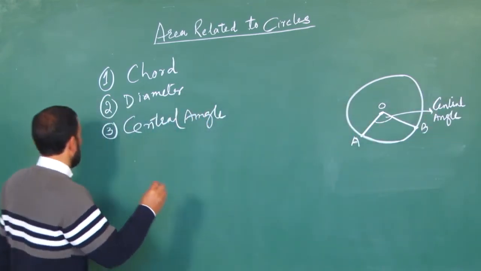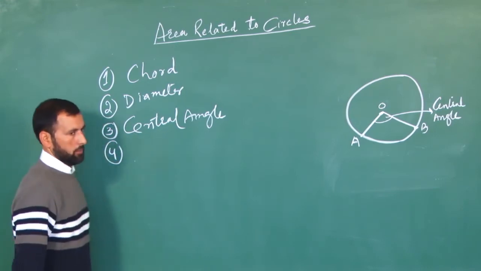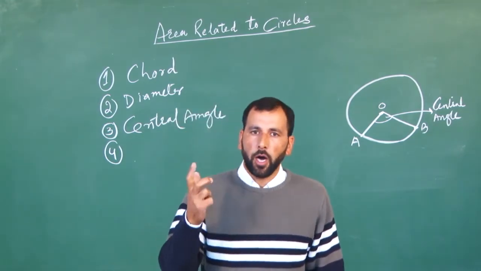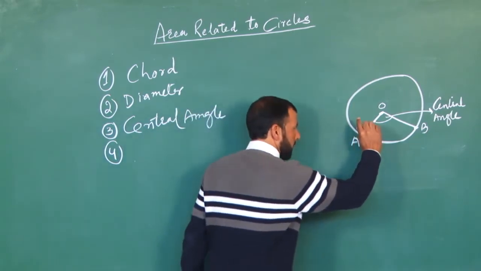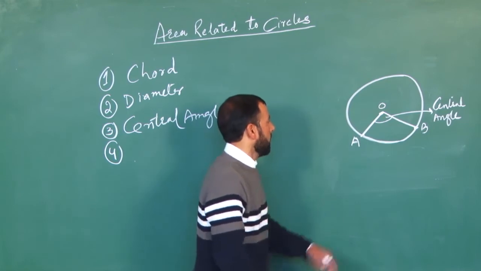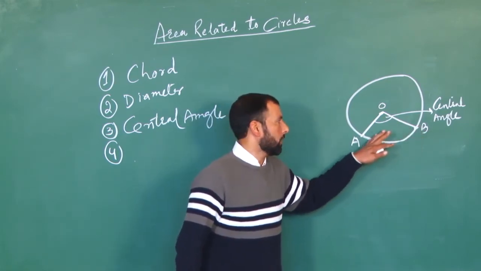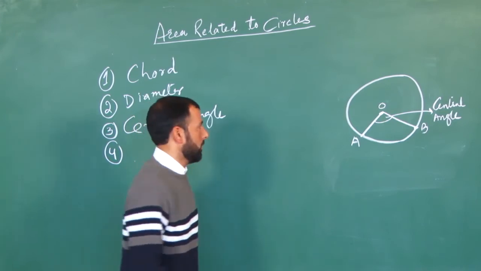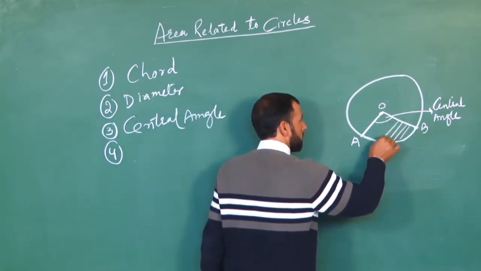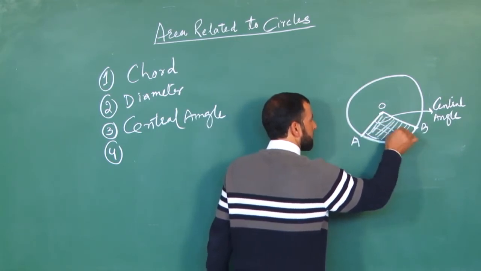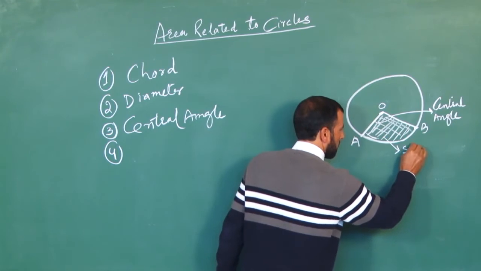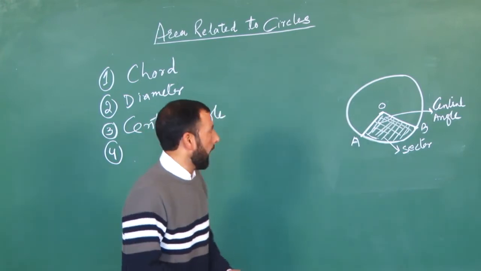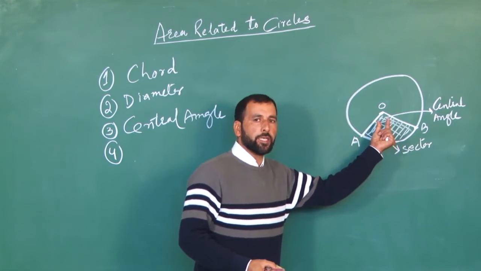Now the fourth point is the sector of a circle. We know that a sector is a region between two radii and the corresponding arc of a circle. If we take the same circle, O is the center of this circle, and A and B are two points on the circumference of the circle. The region between two radii and the corresponding arc of a circle, which we shade, is said to be the sector of a circle.